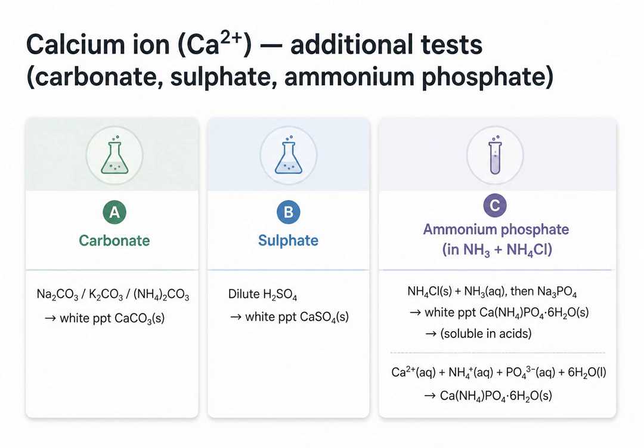And similar to magnesium, calcium can also form an ammonium phosphate precipitate when phosphate is added in the presence of ammonia and ammonium chloride, producing CaNH4PO4.6H2O, which dissolves in acids.